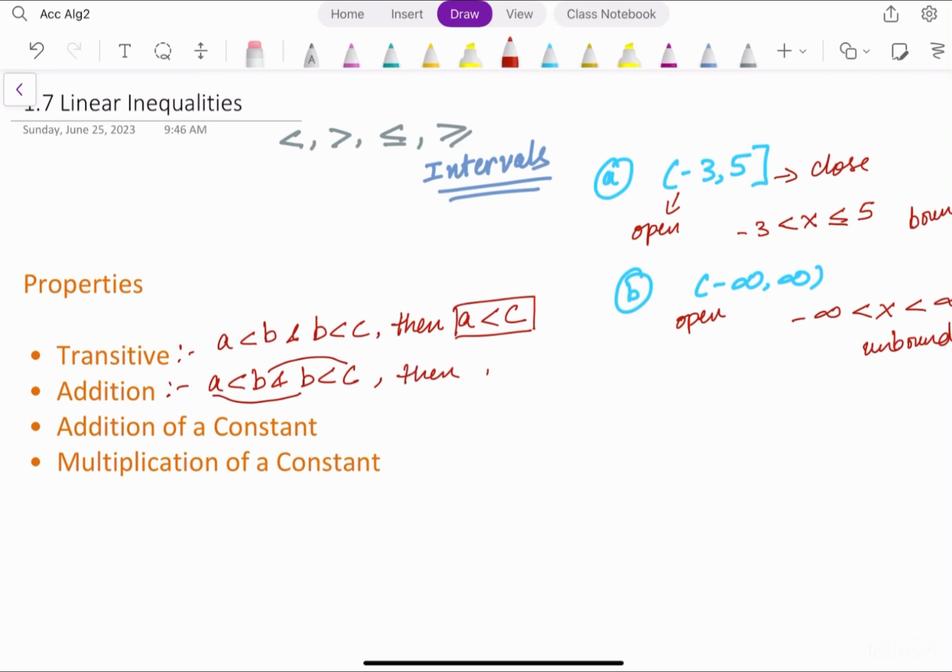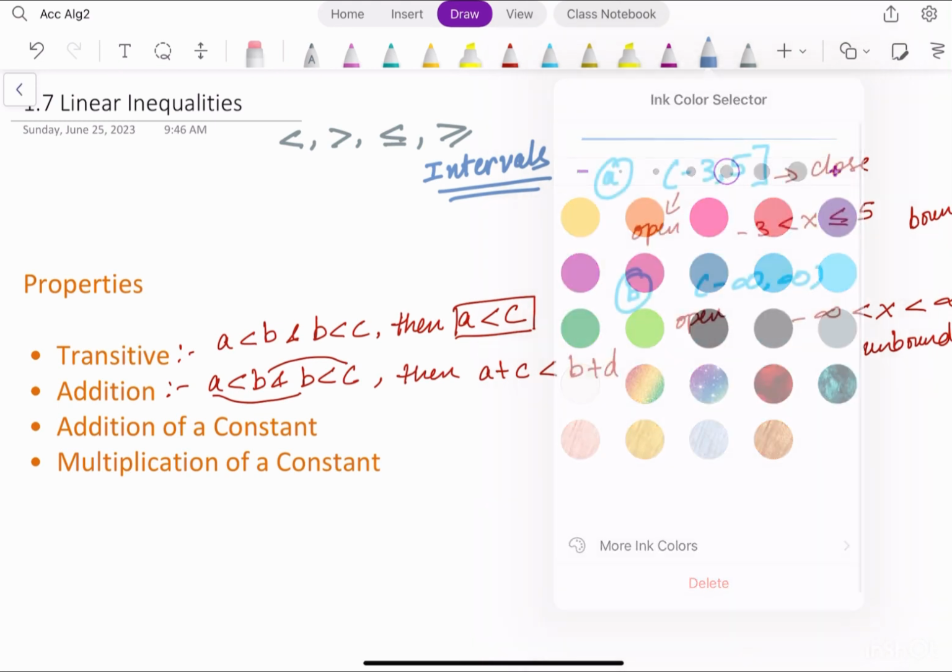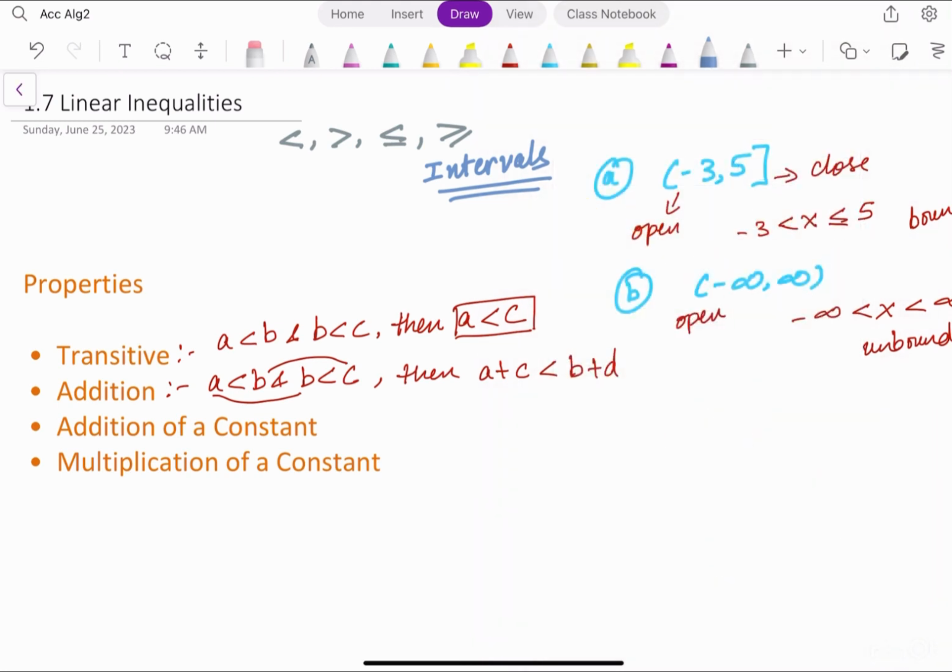So we can say A plus C and B plus D. In the second inequality, it should be C less than D. I just rewrote it again, so my apologies for that. It should be C less than D. So that is why A plus C is less than B plus D. Now for the addition of a constant, it is just balancing the scale. If you add something on one side, you need to add the same thing on the other side. For example, if we have A is less than B, and I add C with A, I need to add C with B as well.